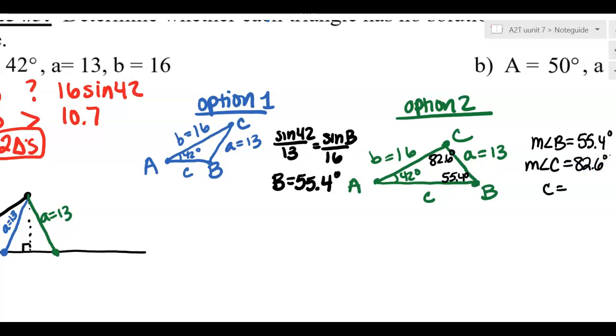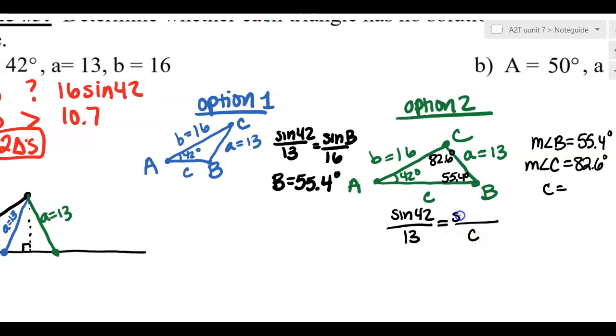And then how am I going to get side C in this triangle? Law of sines, right? I could just keep using it every time I have that ratio. So I'm going to set up sine of 42 over 13, again, because I like that ratio. It's nice and complete and was given to me. But this time I'm solving for side C, so I want that in the equation.